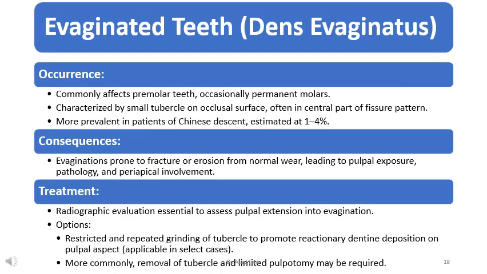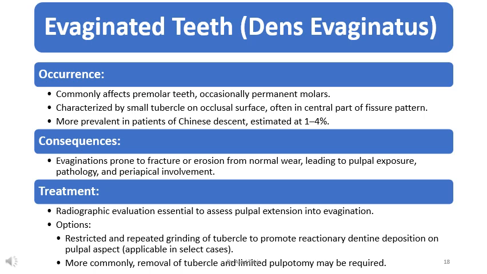Evaginated teeth, dens evaginatus. Occurrence. Commonly affects premolar teeth, occasionally permanent molars. Characterized by small tubercle on occlusal surface, often in central part of fissure pattern. More prevalent in patients of Chinese descent, estimated at 1 to 4%. Consequences. Evaginations prone to fracture or erosion from normal wear, leading to pulpal exposure, pathology, and periapical involvement.